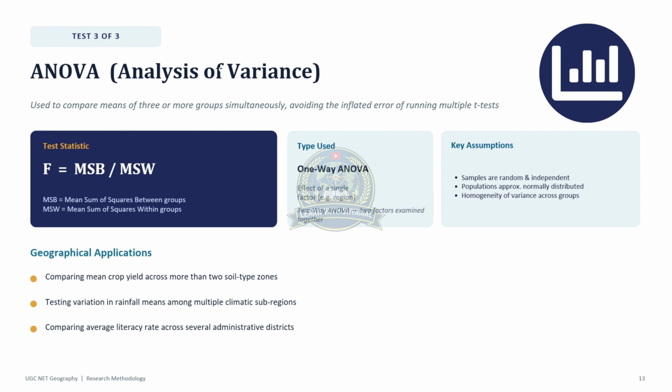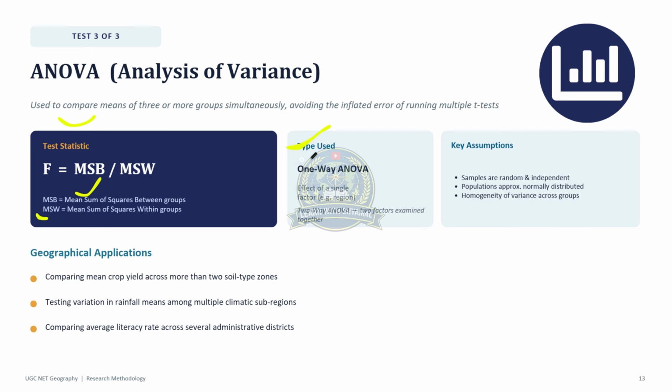Then ANOVA, analysis of variance, used to compare means of 3 or more groups simultaneously, avoiding the inflated error of running multiple t-tests. This is the formula: F equals MSB divided by MSW. MSB means mean sum of squares between groups. MSW means mean sum of squares within groups.